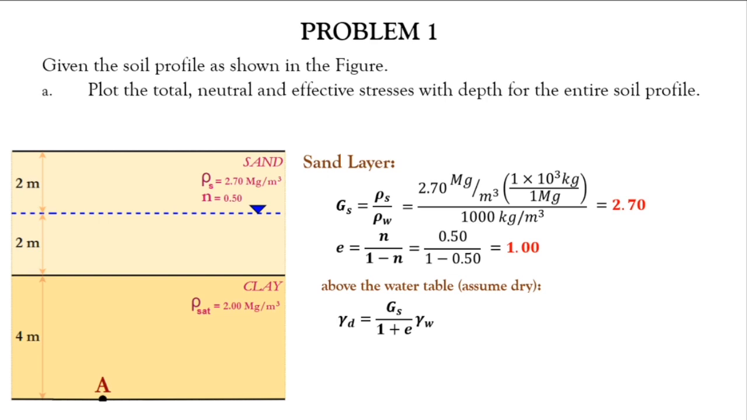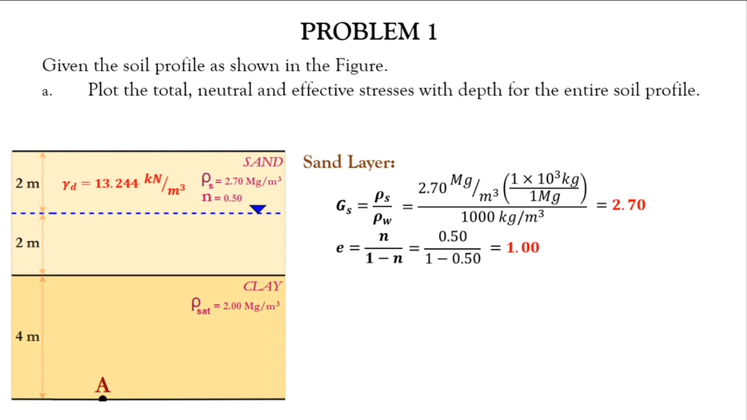Now that we have the value for Gs and the void ratio, and using the unit weight of water, 9.81, you can now solve for the dry unit weight. The value of the dry unit weight is 13.244 kilonewton per cubic meter. This is only applicable to the dry part of the sand, which is above the groundwater table.